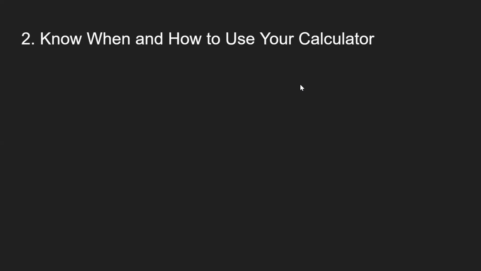Second thing is know when and how to use your calculator. So there are 4 things that you're allowed to do on a calculator where you don't really have to show work when a calculator is allowed to be used. So on the AP Calc exam, there's a portion where you're allowed to use a calculator, and there's a portion where there is no calculator permitted.